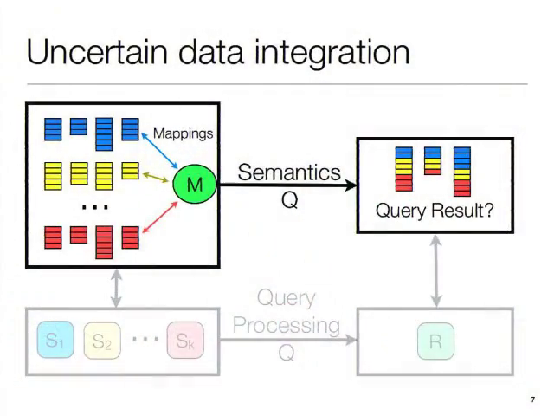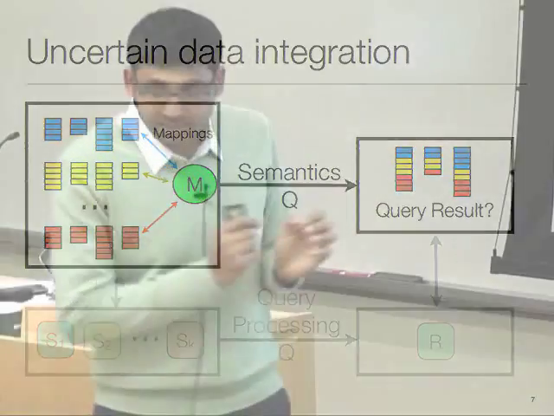So what I'll do is focus on the upper part, defining what should be the results of uncertain data integration. Okay, so this will be primarily theory and definitions. The second part will be more applied.